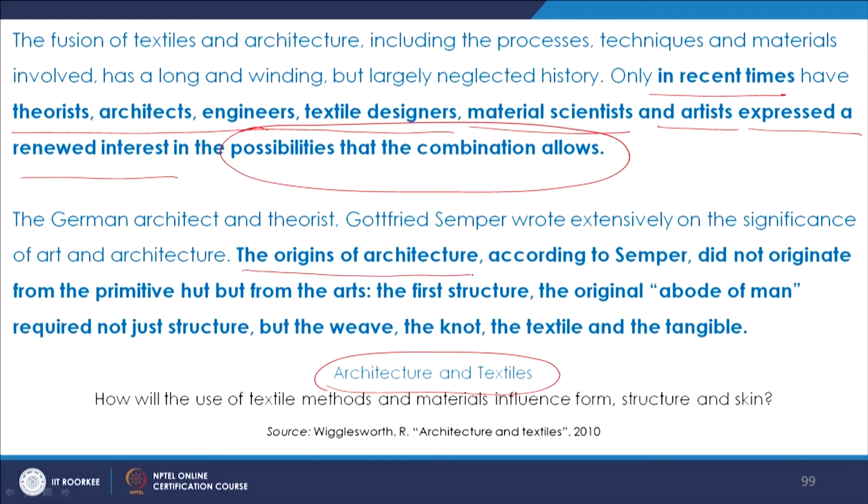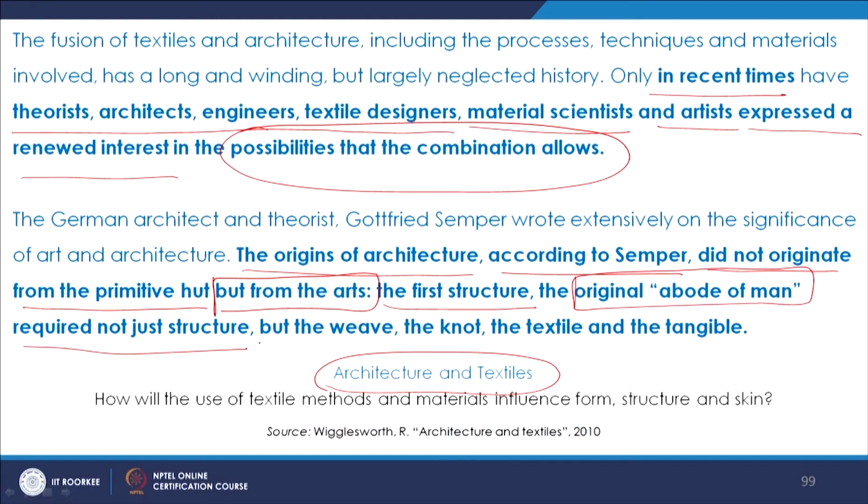Also, the origins of architecture according to Semper did not originate from the primitive hut, but from the arts. The first structure, the original abode of man, required not just structure but the weave, the knot, the textile and the tangible. So that's where the weave and the knot come into picture, and Semper tried to study the structure within them and try to understand how they could also contribute in space making, and how architecture is incomplete without the integration of textiles and without this sense of enclosure.